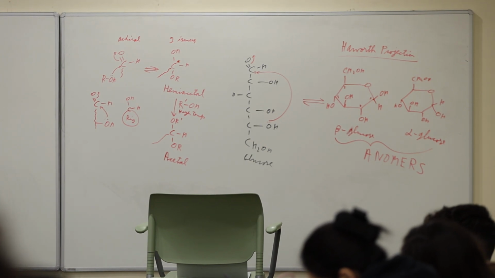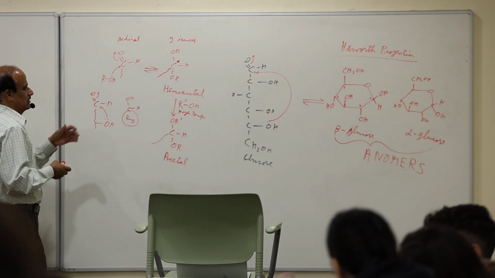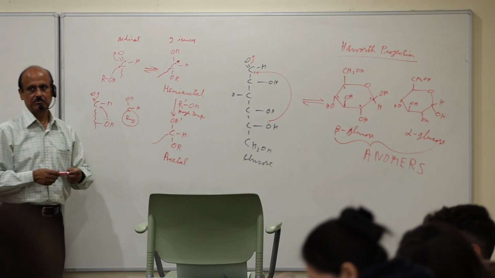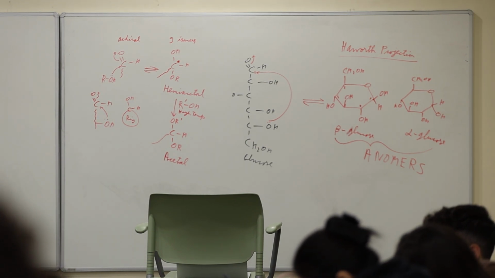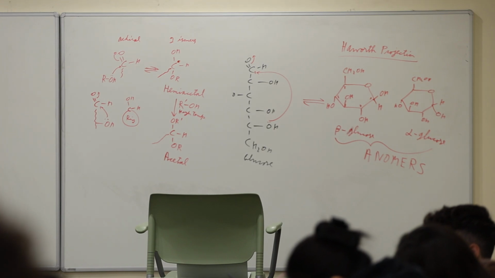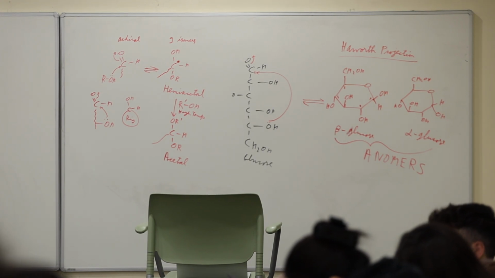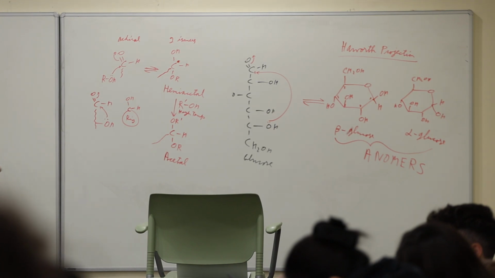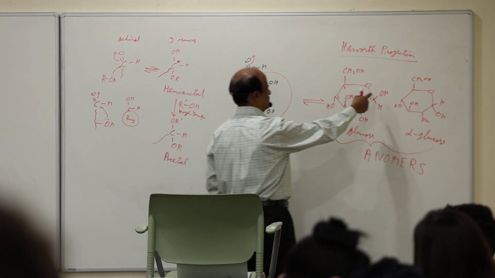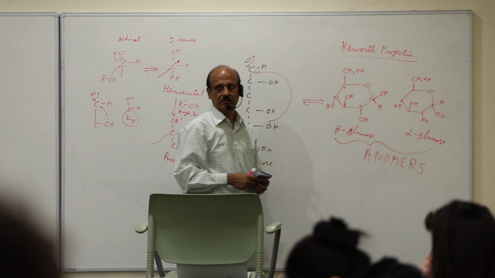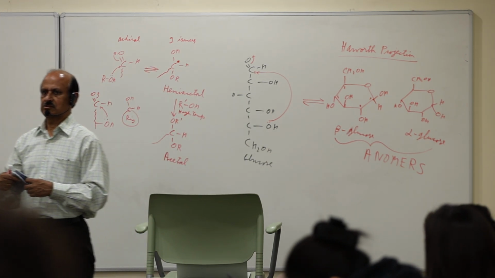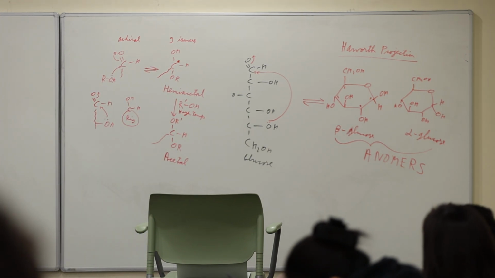Alright, so every time it is the C1 that is important because that is the reducing OH, and any sugar that has an anomeric carbon, that means it has the carbon attached to two oxygens, is also called a reducing sugar because this is the OH group that is the reducing center. This gets easily oxidized, and so all the tests of glucose depend on that OH group.